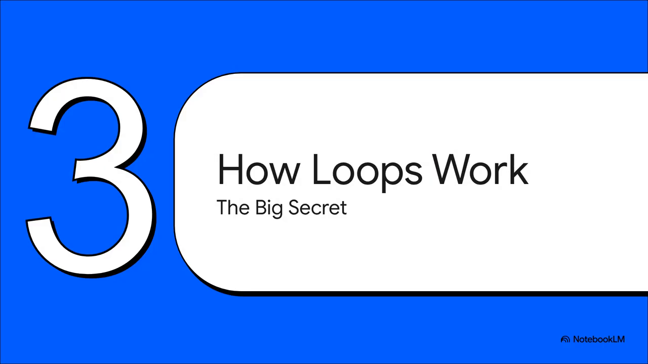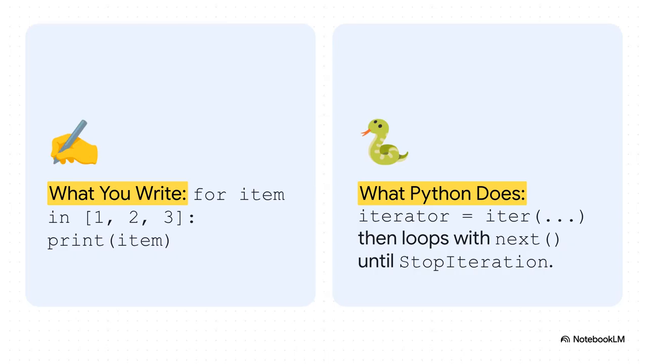All right, so now we have all the pieces of the puzzle, right? We've got the iter function to get the bookmark, the next function to move it along, and that StopIteration signal to tell us when to stop. So let's put it all together and finally see the magic. And here it is. This is the big reveal.